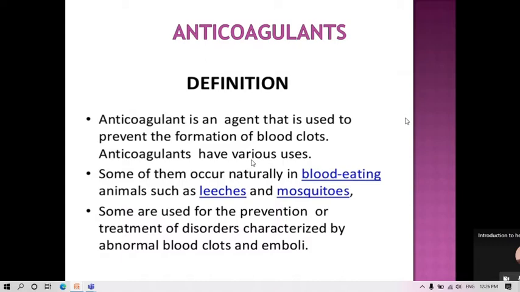You should know the role of anticoagulants in hematology. So what is the definition of an anticoagulant? An anticoagulant is any material which inhibits coagulation. It is an agent that is used to prevent the formation of blood clots, and some of them occur naturally in blood eating animals such as leeches and mosquitoes.